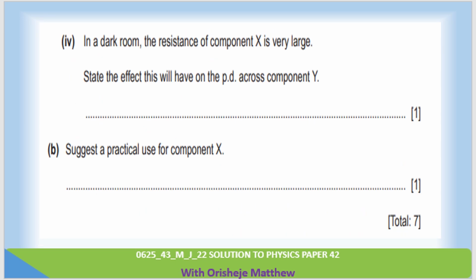In a dark room, the resistance of R is very large. State the effect this will have on the PD across Y. The PD across Y decreases in a dark room. Why? The current that will flow will become very, very small because of the high resistance of the light dependent resistor.